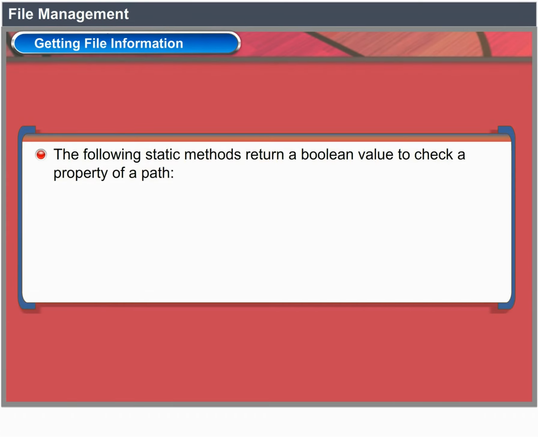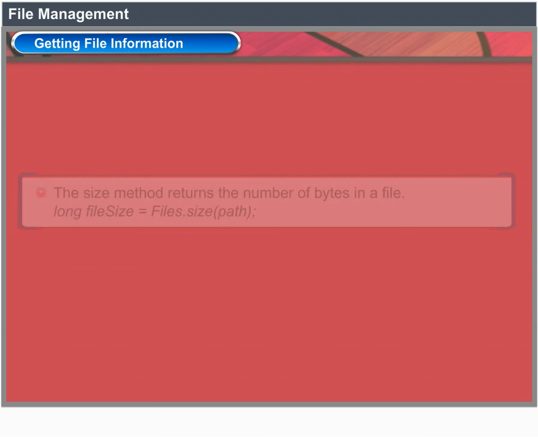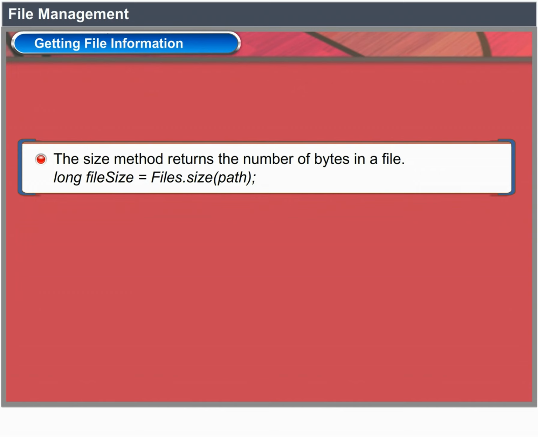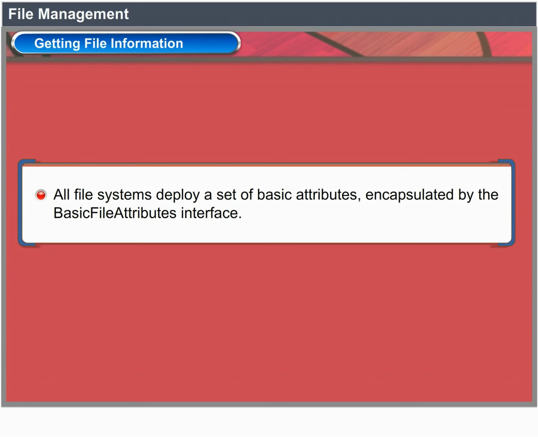The following static methods return a boolean value to check a property of a path: exists, isHidden, isReadable, isWritable, isExecutable, isRegularFile, isDirectory, isSymbolicLink. The size method returns the number of bytes in a file: long fileSize = Files.size(path). The getOwner method returns the owner of the file as an instance of java.nio.file.attribute.UserPrincipal.